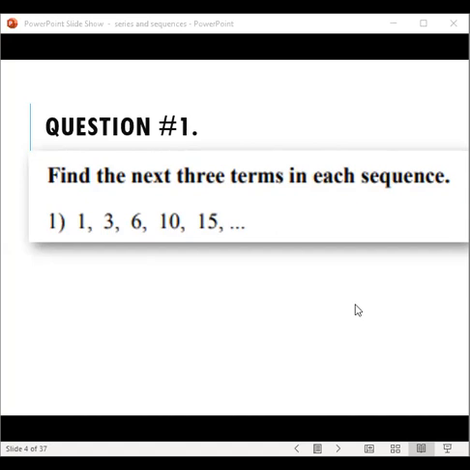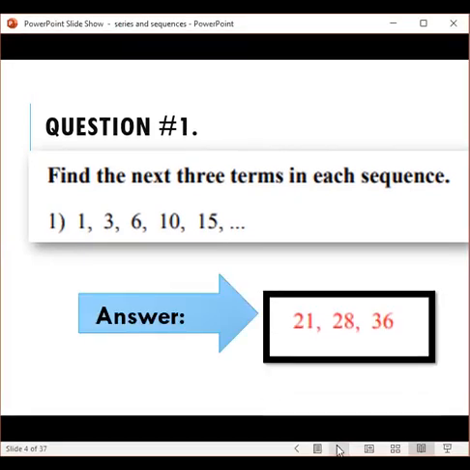Okay, so we have already answers here in our chat box. Let's check whether your answer is correct. Again, we want to find the next three terms in this sequence. We have our answer, 21, 28, and 36. Very good. We have plenty of correct answers in our chat box.